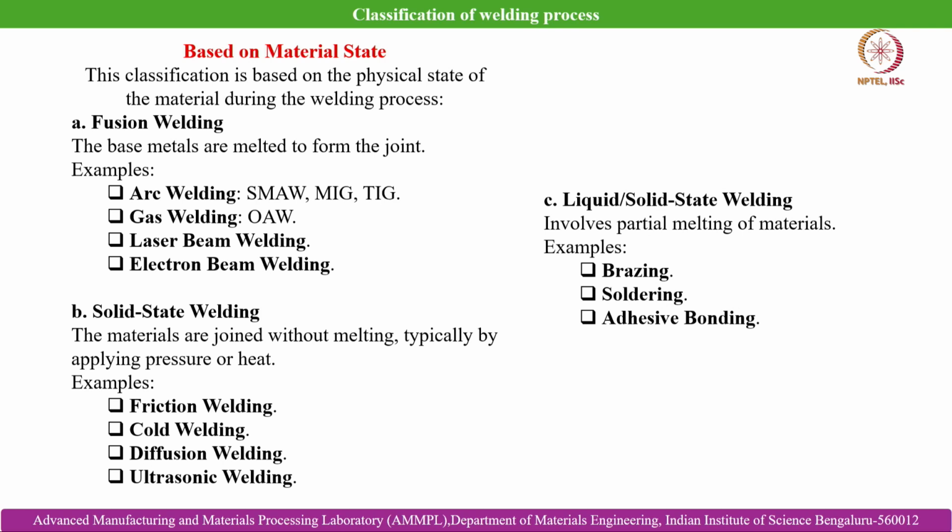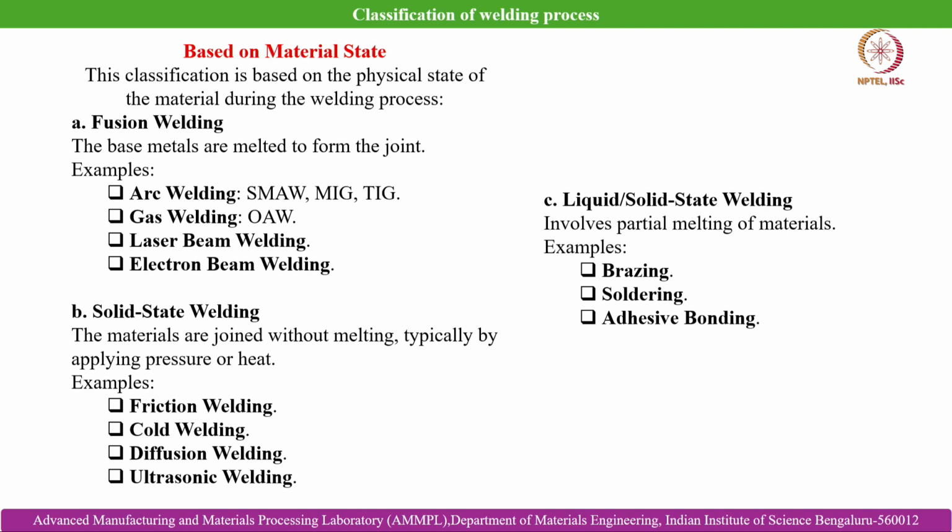So based on the state of the matter, the welding can be classified as fusion welding when we are talking about developing a liquid pool in the joint between two adjoining geometries. Then we term the process as fusion welding. The examples are arc welding like metal inert gas welding, tungsten inert gas welding, submerged metal arc welding, etc., and also gas welding like oxyacetylene welding, laser beam welding, electron beam welding. All these are classifications or subparts of the fusion welding processes.